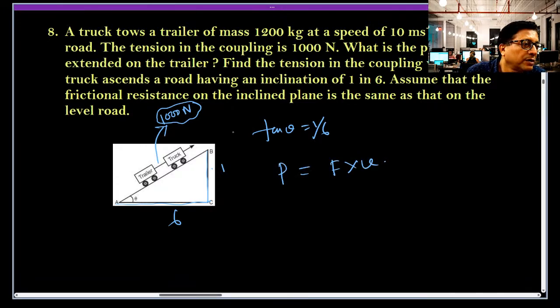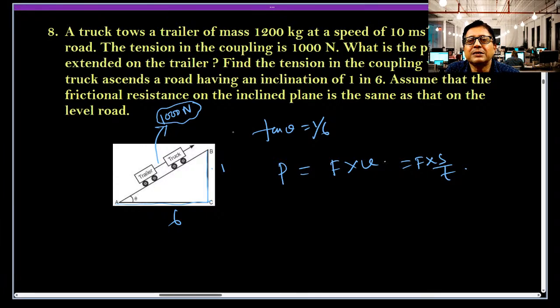Force into velocity, isn't it? Or force into distance divided by time. Ordinary definition. So for the truck, what force is acting? Have they given the force here? Weight is given over there. Truck tows a trailer of mass 1200 kg. Trailer is this. Its mass is given. Truck's mass is not given. Isn't it? So regarding the truck, they did not ask anything. On the trailer only.